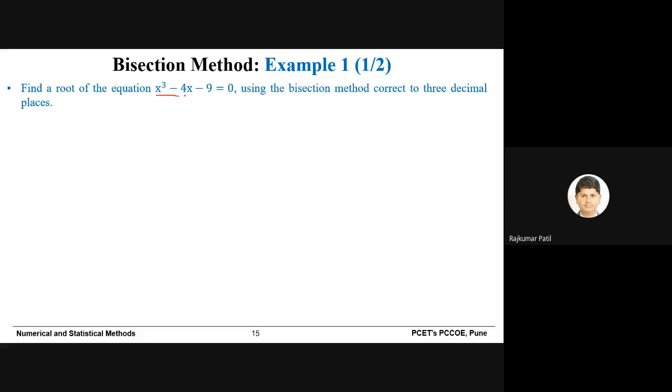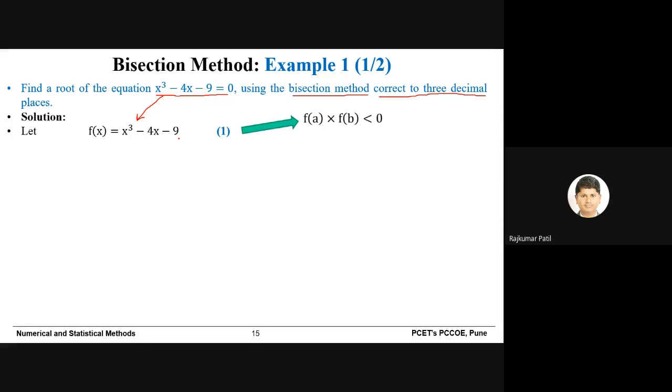So the equation is given to you, and you are told that you need to use the bisection method, and the accuracy is mentioned as up to 3 decimal points. So after the point, accuracy up to 3 decimal points is required. So you need to set your calculator to 4 decimal points. Now you need to first of all define the function. So f of x is equal to x cubed minus 4x minus 9. So you just define the function.